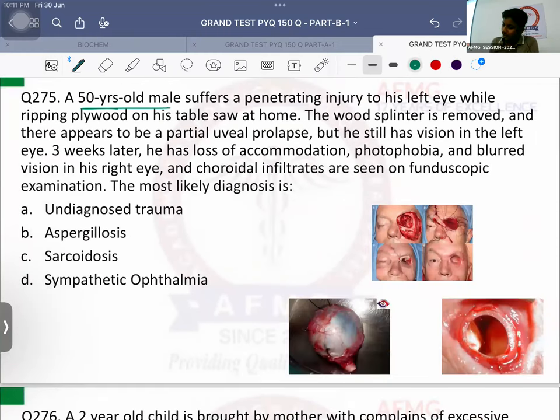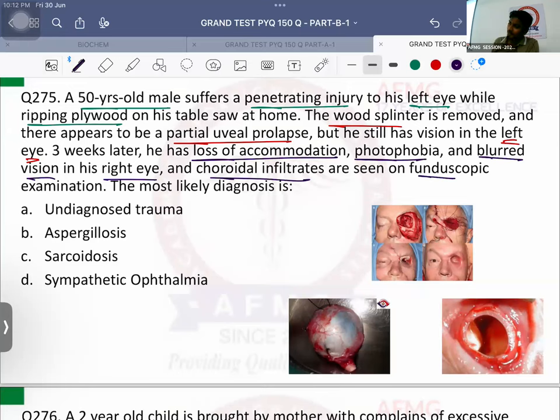275. A 50-year-old male suffers a penetrating injury to his left eye while ripping plywood on his table saw at home. The wood splinter is removed and there appears to be a partial uveal prolapse, but he still has vision in the left eye. Okay, still has vision in the left eye. 3 weeks later, he has loss of accommodation, photophobia, and blurred vision in his right eye. Choroidal infiltrates are seen on fundoscopic examination. Most likely diagnosis is penetrating injury to the eye, usually involving one eye, but later the other eye also. It is a bilateral granulomatous panuveitis. That is what? Sympathetic ophthalmia.